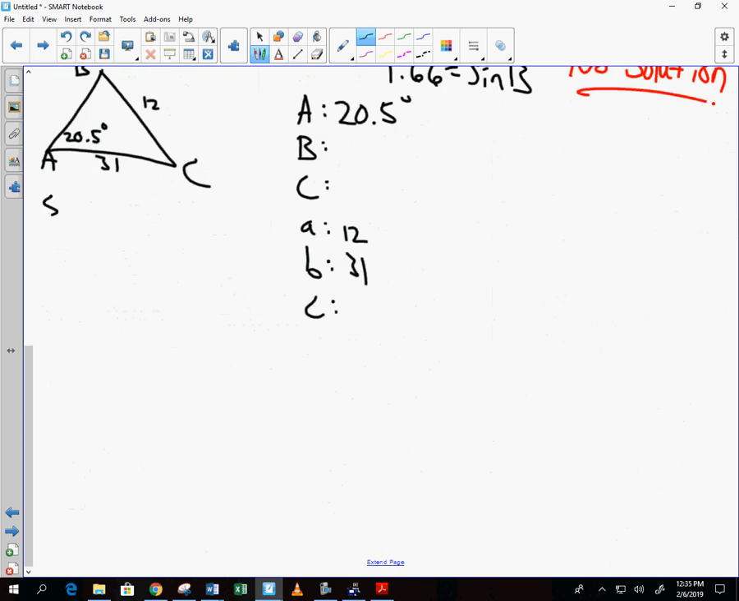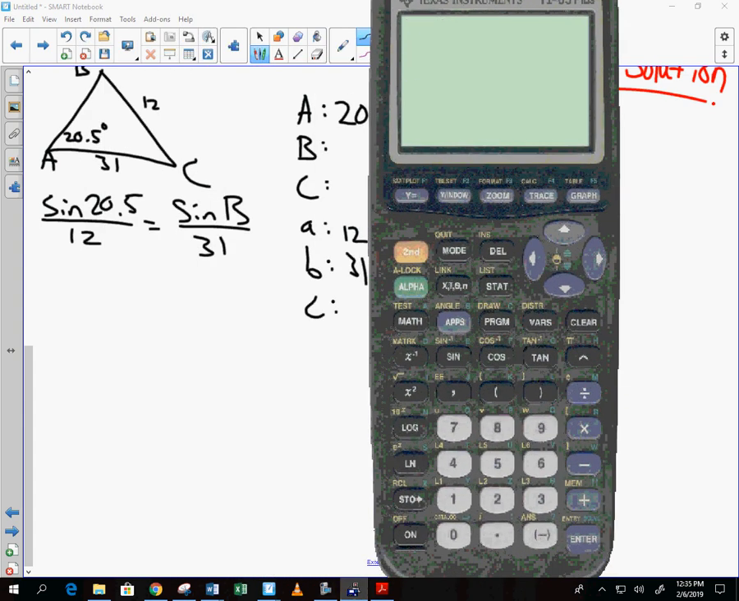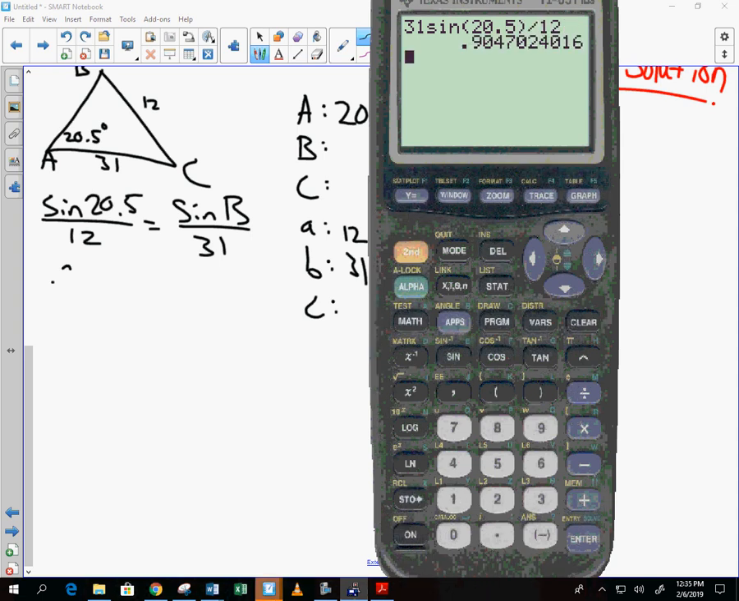So we have sine of A divided by 12 equals sine of B over 31. So sine of B equals 31 sine of 20.5 divided by 12. 0.9047 is equal to sine of B. What does that mean? That means you have two answers.